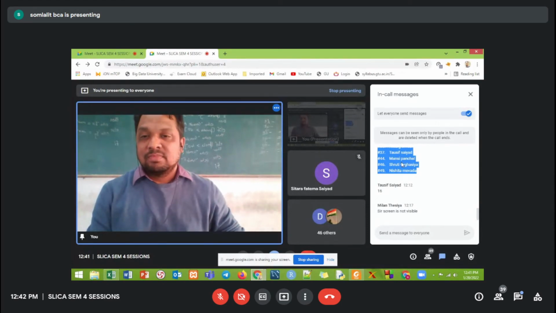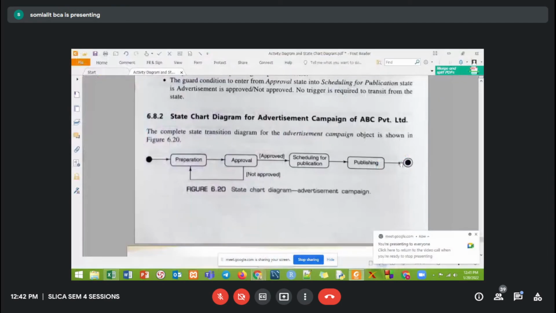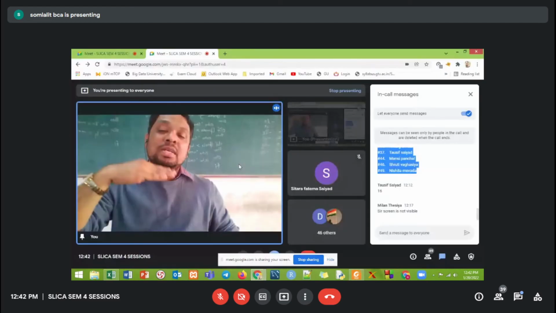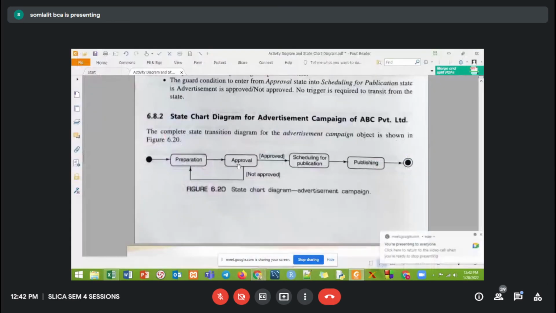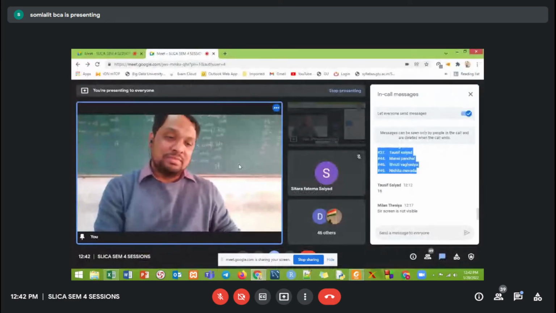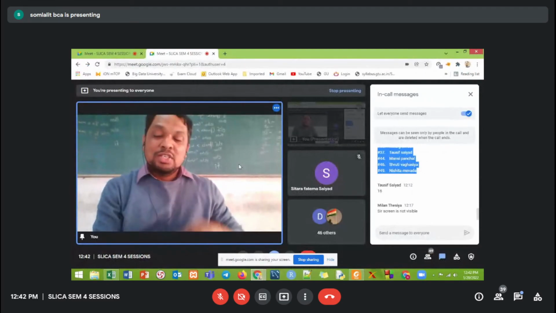Right? So similarly, here the process of approval we can separate it. I feel that personally this approval can be expanded. Approval from the editor, approval from the main head. So two things can be done in parallel. When both of them are approved, then and only then it should go ahead for scheduling of the publication. That is possible. So approval can be expanded.